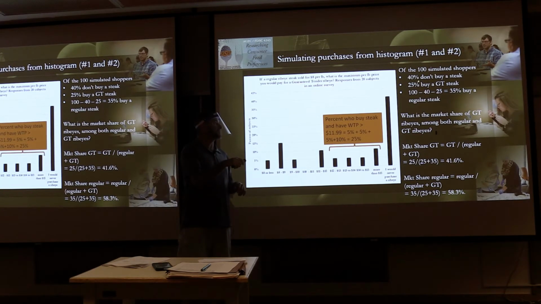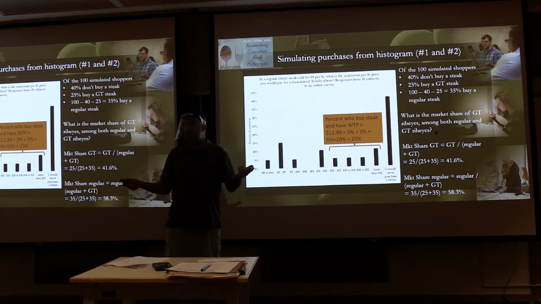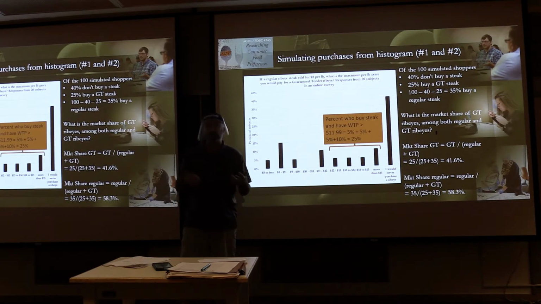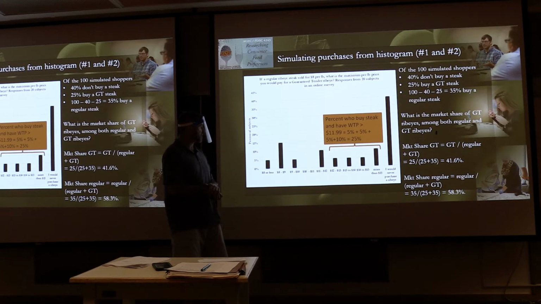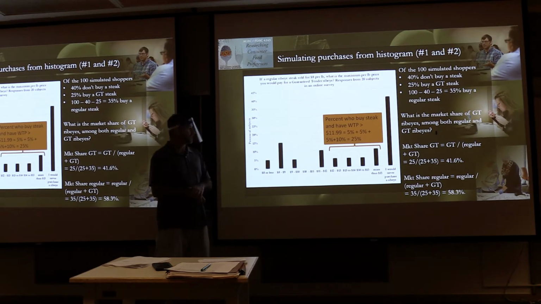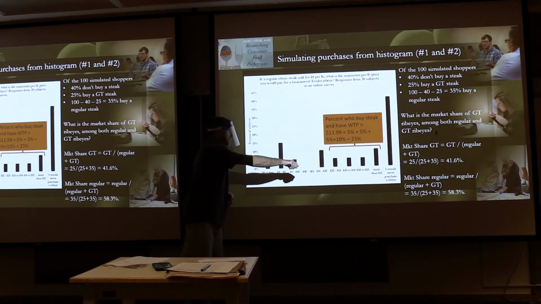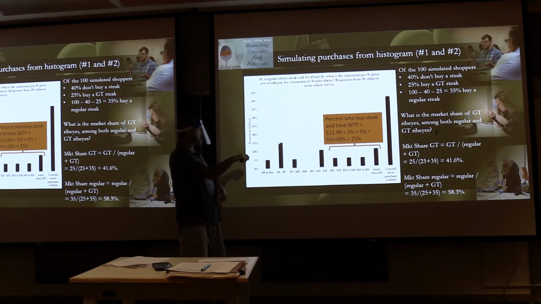So we know 40% will not buy a steak, 25% will buy a guaranteed tender steak. Well, these percentages have to sum to 100. The only other alternative is to buy the regular ribeye, and so it must be that 100 minus 40 minus 25, that 35% buy a regular steak. Another way of looking at that is all of these people would buy the regular steak, 5 plus 15, 20, plus 5, 25, plus 10, 35%.